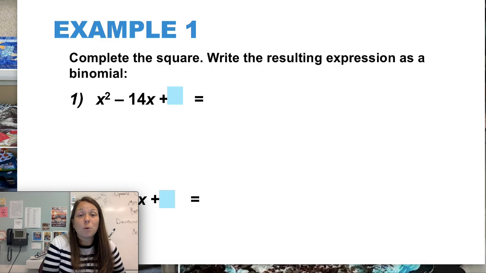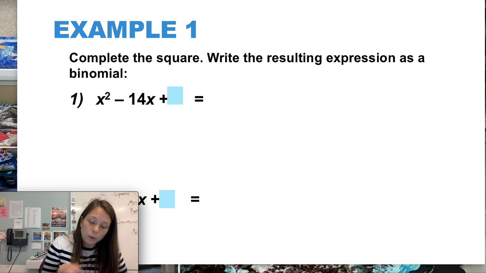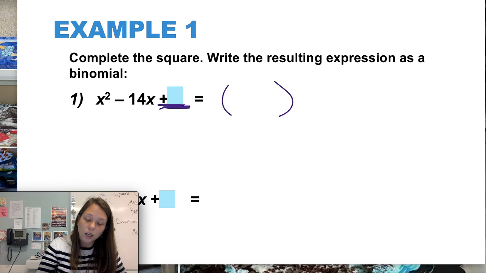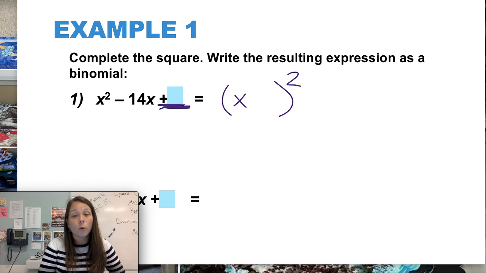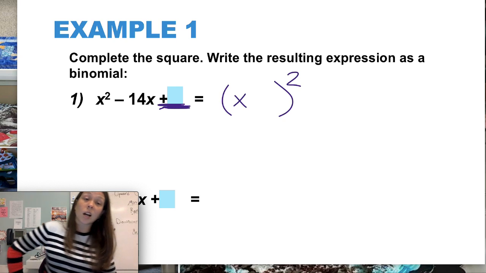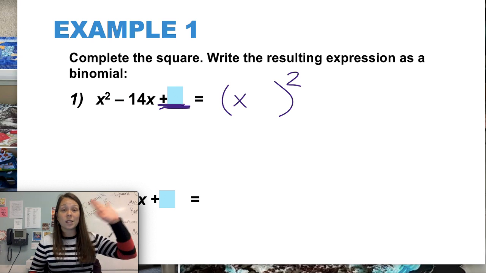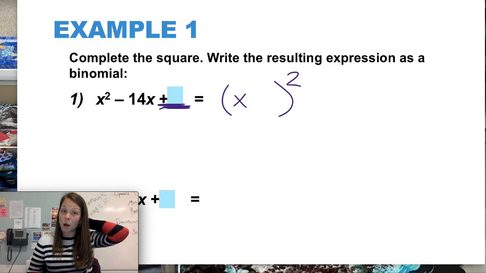If we look at example 1, we want to complete the square with each of these. What we want to do is figure out what this number in this blank box needs to be that's going to allow us to factor into a perfect square. In other words, that's going to allow us to factor into a binomial raised to a power of 2. We're going to go through the same process we did in the warm-up.